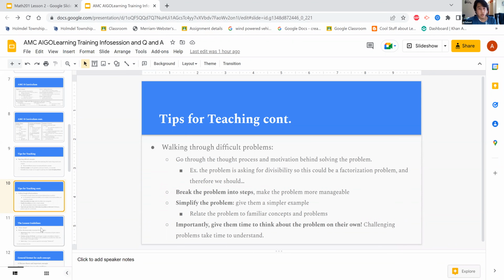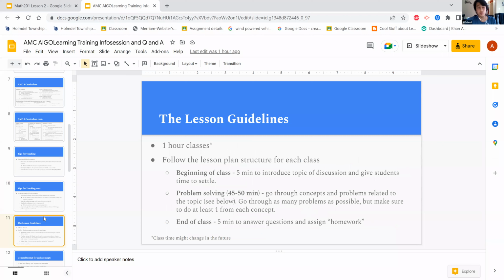All right, so we're going to move on to the actual lesson. We took a look at the overall curriculum. Now we're going to take a look at what happens within each class. So, lesson guidelines. As of now, they're going to be our classes. That can change in the future, but that doesn't really change what goes on within each class.